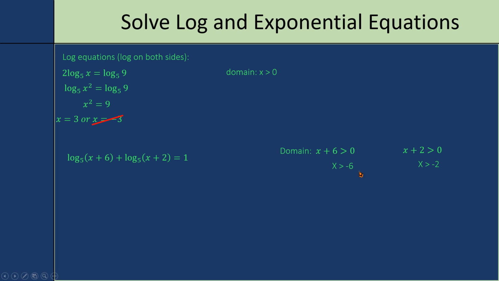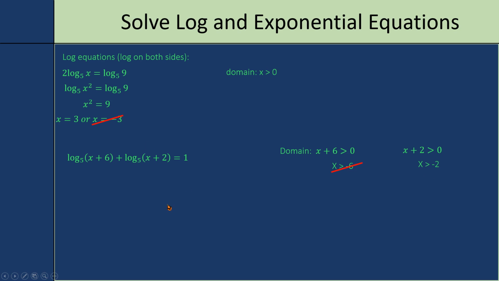It needs to be greater than negative 6 and greater than negative 2. So negative 5, negative 4, negative 3, that's greater than negative 6, but it doesn't work. It has to be greater than negative 2. So we don't even worry about the negative 6 anymore. The domain is only when x is greater than negative 2. Then we solve for this, okay?